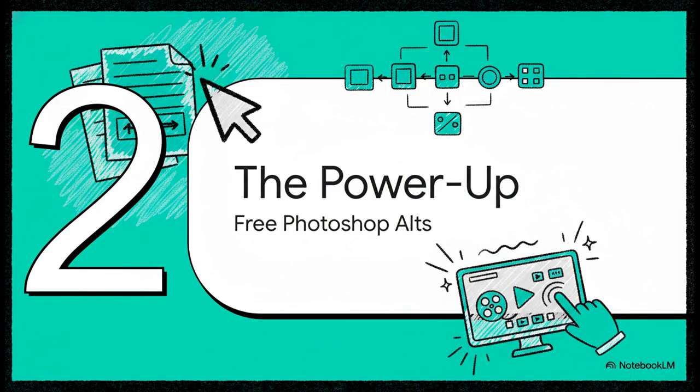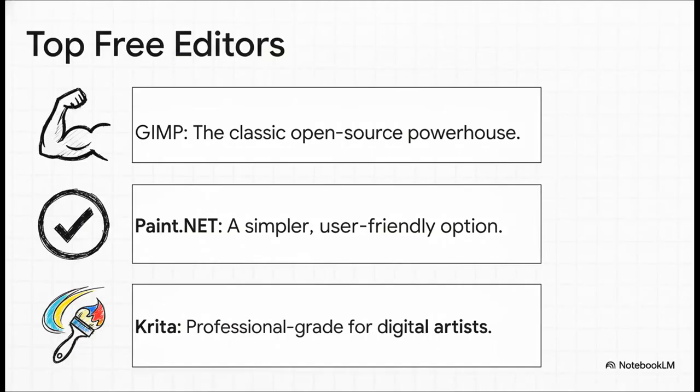So, what happens when you need that next level of power? When just viewing isn't enough and you need to actually edit? Well, let's power up and explore the amazing world of free, full-featured Photoshop alternatives. All right, the big three you can install are GIMP, which is the classic open-source powerhouse that can do pretty much anything Photoshop can. Then you have Paint.net, which is way simpler and more user-friendly. And for all you digital artists out there, Krita is an absolutely fantastic professional-grade painting tool.